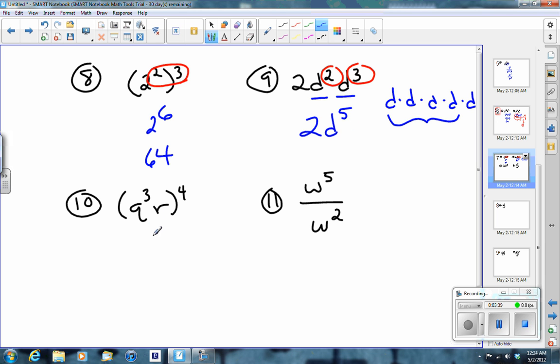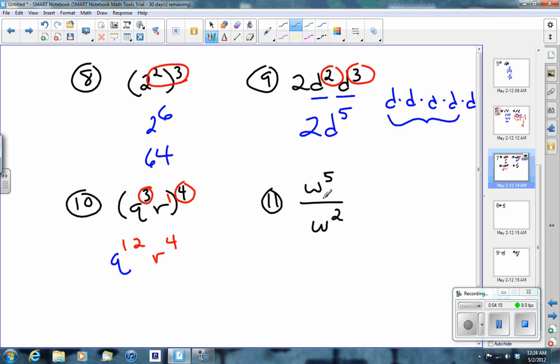All right, over here, q cubed times r to the 4th power. These are not like terms, so we're going to just leave them alone. Again, we have powers being raised to powers, so we multiply, just like we did up in problem number 8. So we have to multiply the cubed by 4, so we get q to the 12th. And r, which has a power, it's understood to be 1. So 1 times 4 is 4. So it's r to the 4th power.